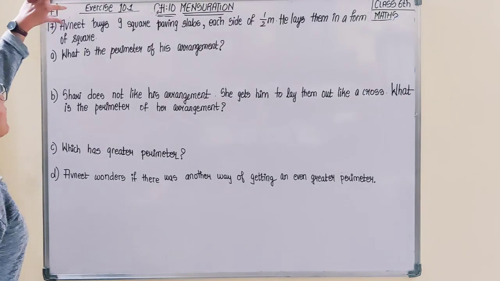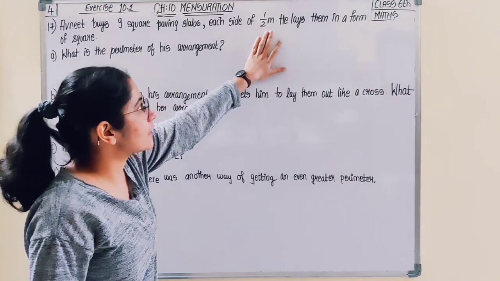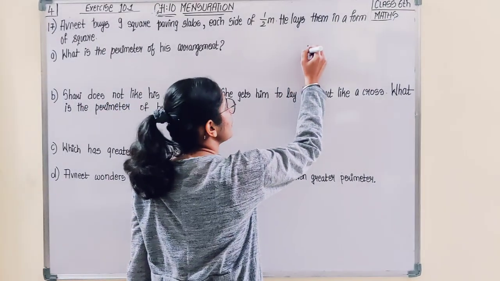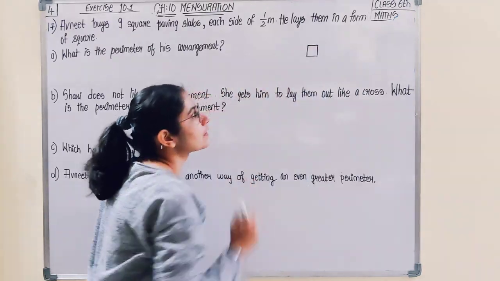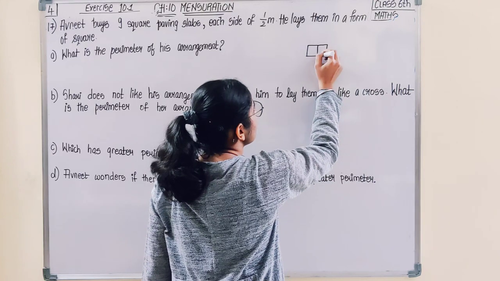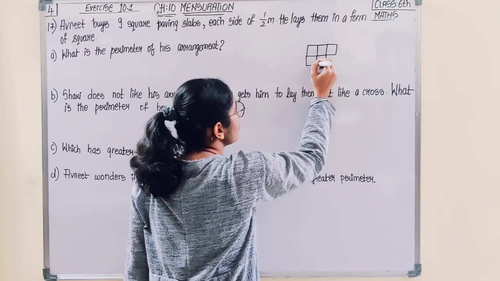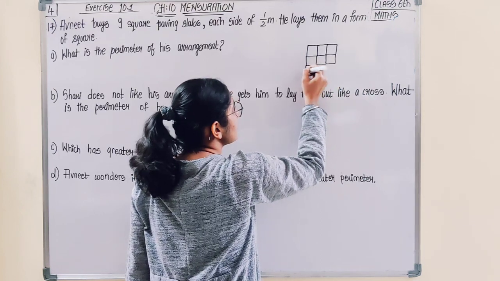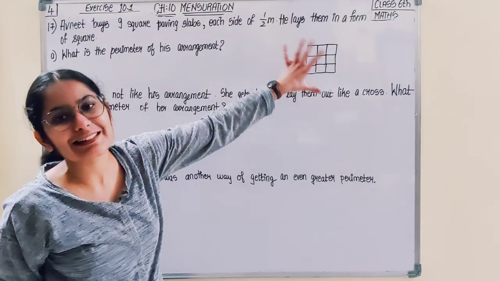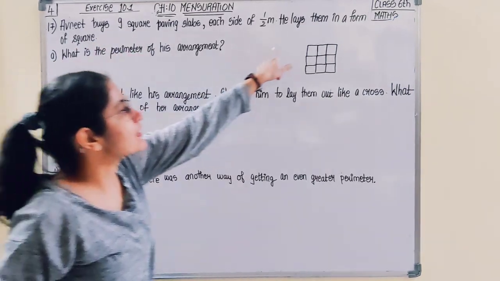The last question says, Amnit buys 9 square paving slabs, each side of 1/2 meter. He lays them in the form of a square. 9 squares हैं, छोटे-छोटे slabs हैं, ठीक है? One of the 9 looks like this, and he arranges these 9 in a square. 1, 2, 3, 4, 5, 6, 7, 8, and 9. So something like this he arranges. The figure of this is also given in the textbook. Now, he's asking what is the perimeter of his arrangement.